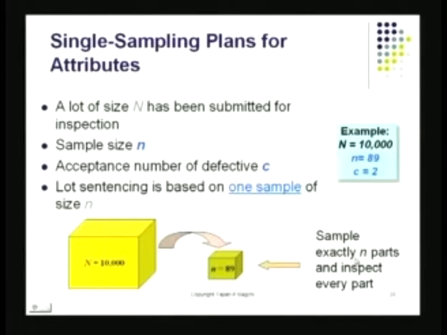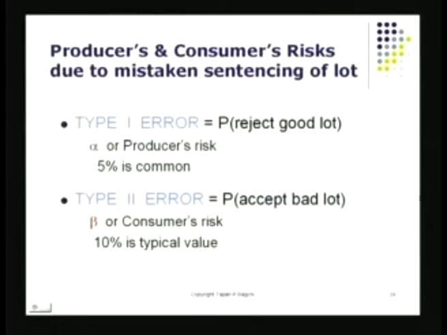I sample exactly those items, and I inspect them 100%. And I compare D to C equal to 2. So corresponding to the 89 number there, I have this control number called 2. I compare the number of defectives I found to this number 2. If D is less than 2, I will accept the lot. If D is greater than 2, I'll reject the lot. That's the single sampling procedure.